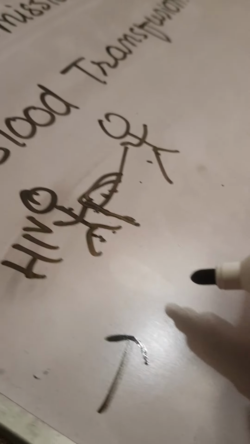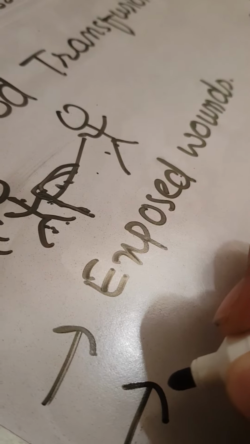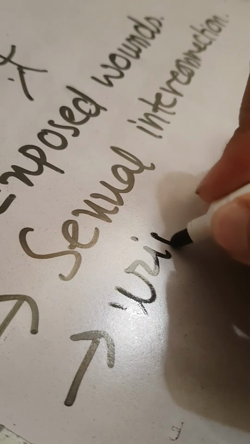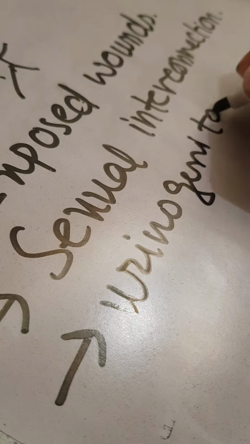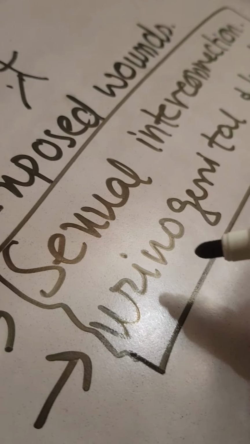The second is exposed wounds. Those wounds of the patient that are not properly cured can be a reason for the transmission of HIV. Then sexual interconnection is one of the main causes of HIV. Then we have urogenital fluids. Basically, these two are interconnected with each other.